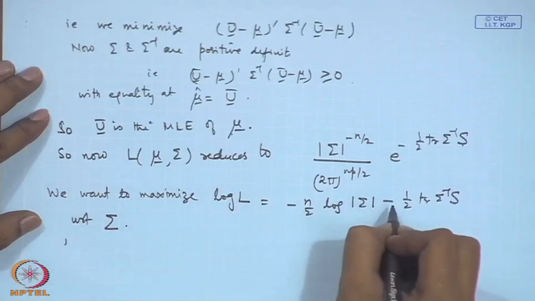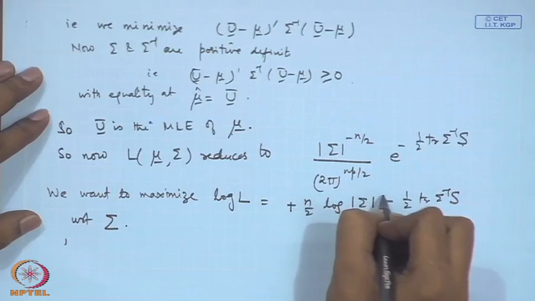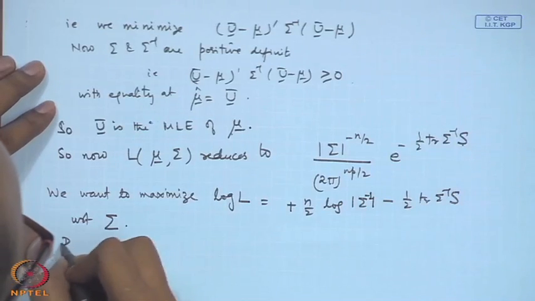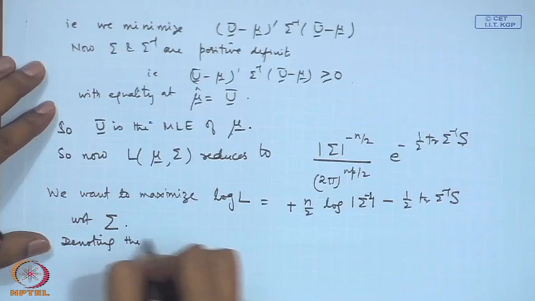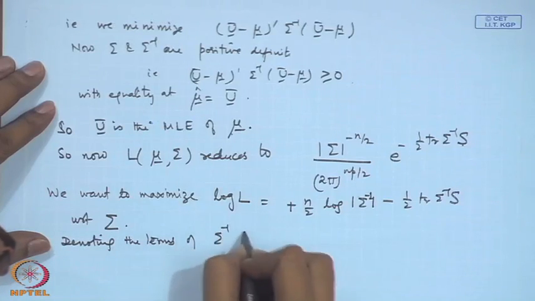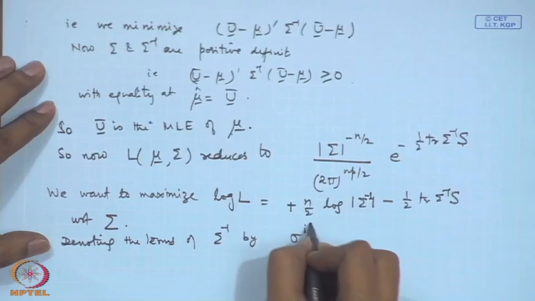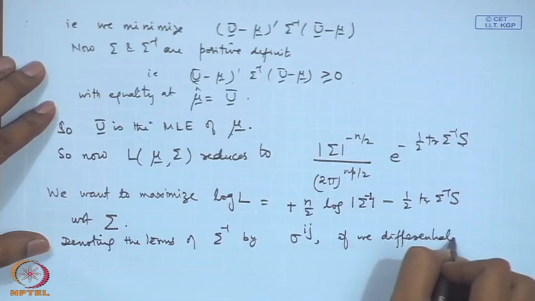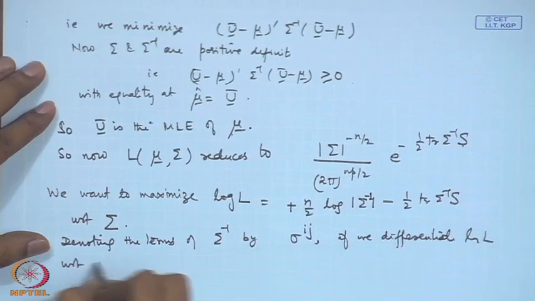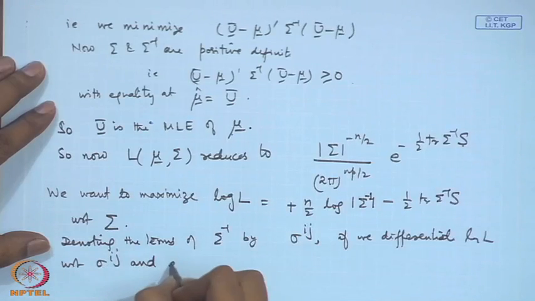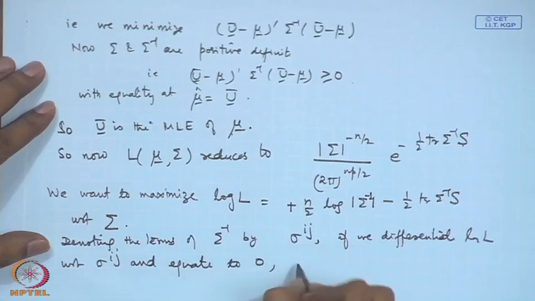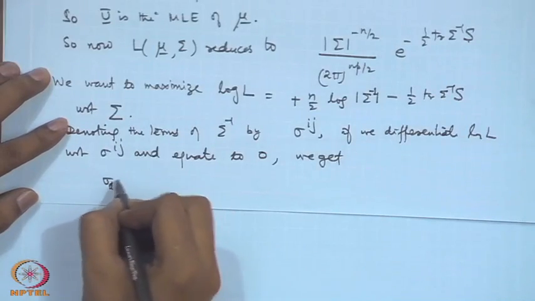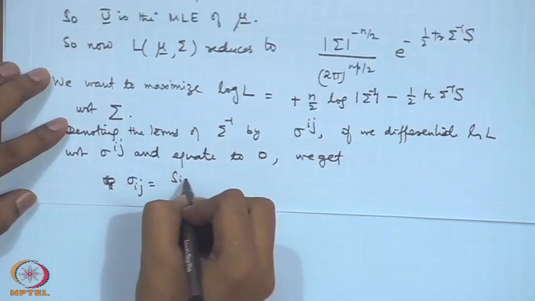Here you can see I can put a plus here and then this will become minus. So, if I consider it in terms of sigma inverse, denoting the terms of sigma inverse by, say, sigma superscript ij, and differentiate log L with respect to sigma superscript ij and equate to 0, we get sigma ij is equal to S ij by n.